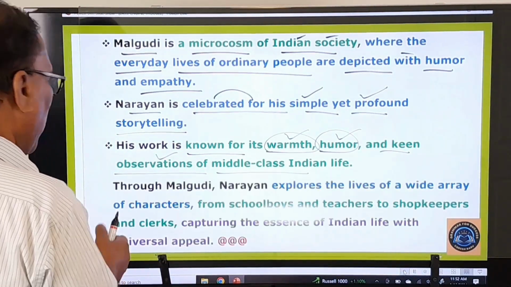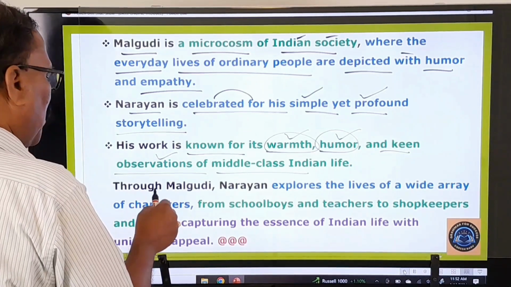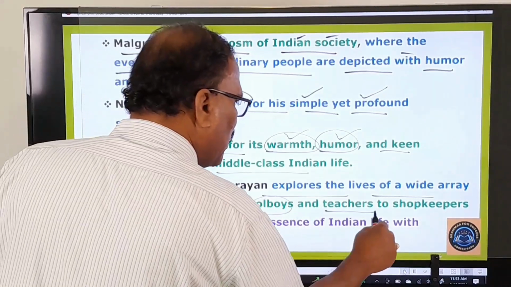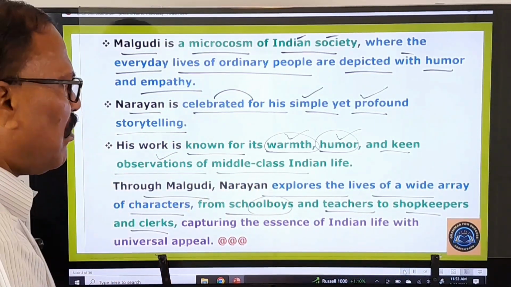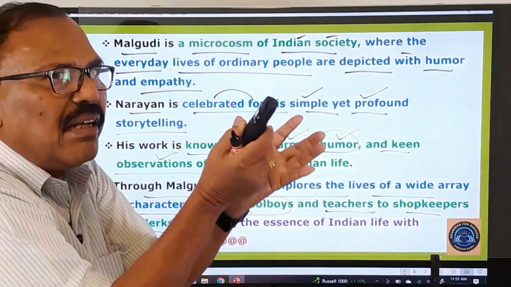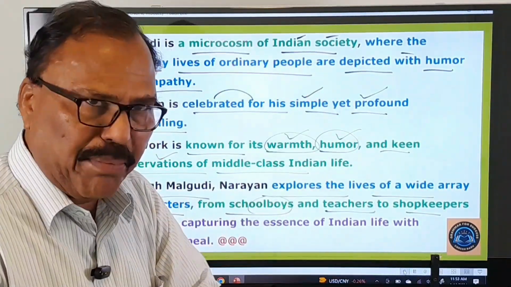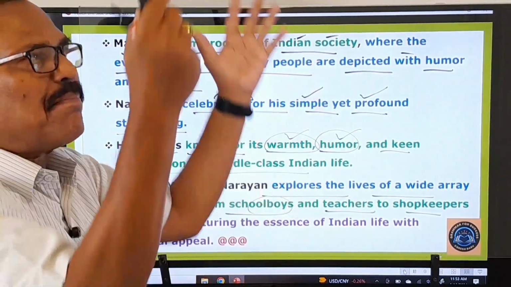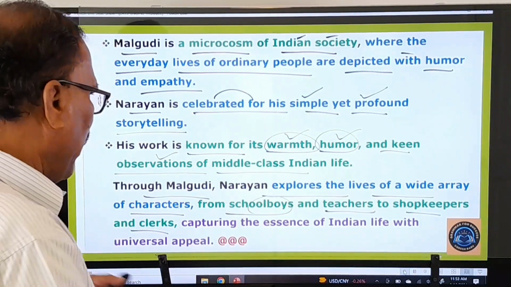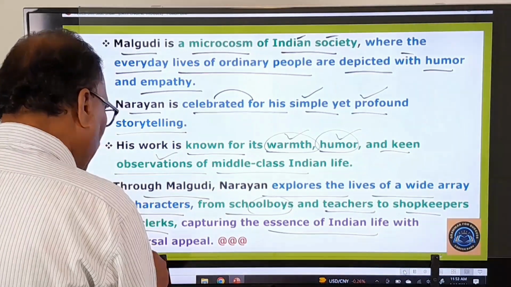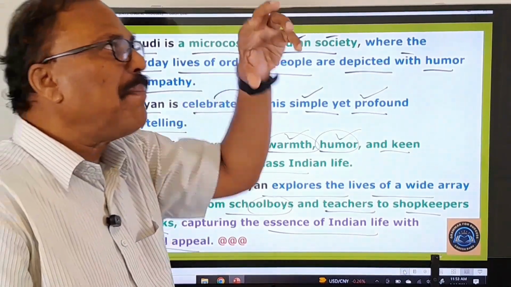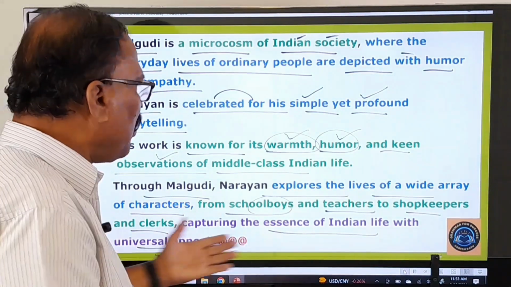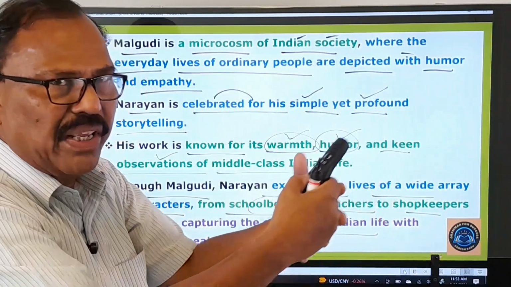And here you pay attention. The next point about this writer is, through Malgudi, Narayan explores the lives of a wide array of characters, from schoolboys to teachers to shopkeepers and clerks. In this Malgudi, he portrayed the lives of all kinds of people, from schoolboys and teachers to shopkeepers and clerks, capturing the essence of Indian life with universal appeal. So he has depicted the Indian style of living with general appeal. Okay, it's right.